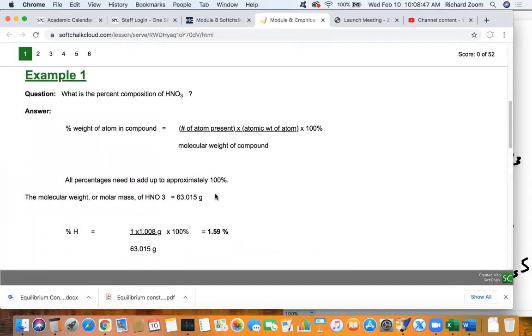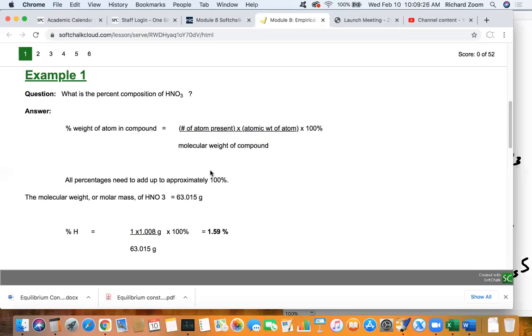Now, percent composition is defined as the mass percentage of an element in a compound. And the way we do that, the percent mass of anything in a compound is the number of atoms present multiplied by the atomic weight of that atom divided by the molecular weight of the compound. If you think of what percent is, it's always part divided by whole. So if I was asking the percent of females on the call, I'd count up the number of females and divide by everybody. That would give me the percent, multiplied by 100, of course. So you can see how that's applied here.